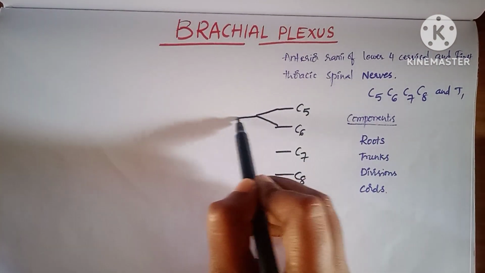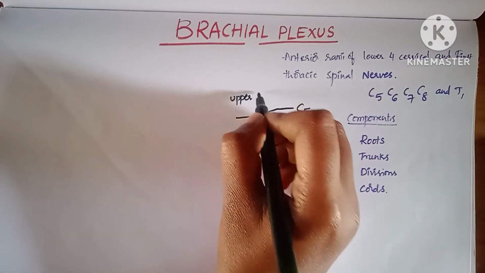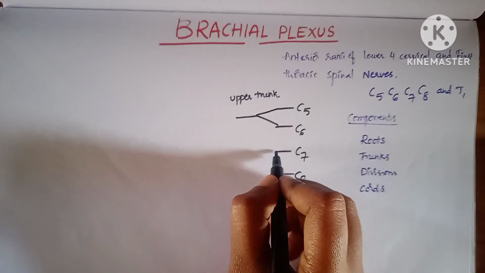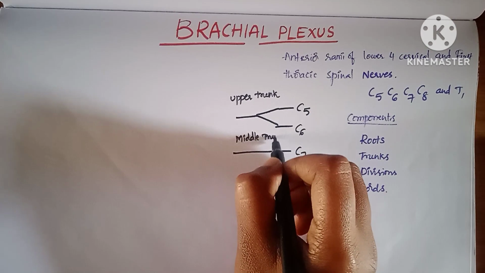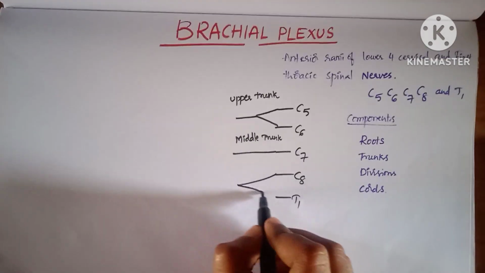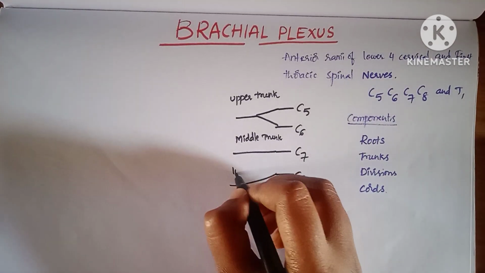There are three trunks: upper trunk, middle trunk and lower trunk. C5 and C6 combined together form upper trunk. C7 itself forms middle trunk, and C8 and T1 combined together form the lower trunk.